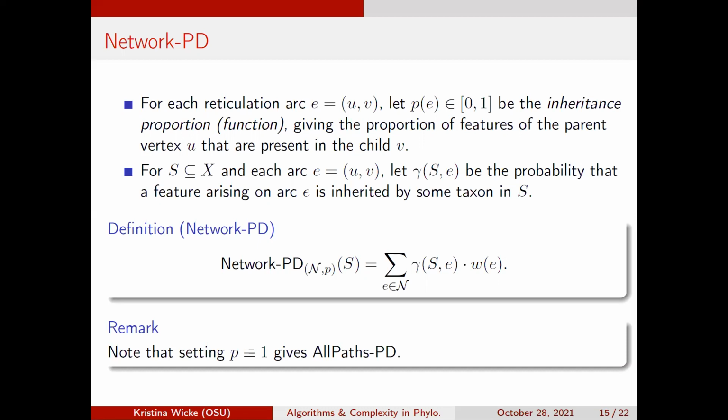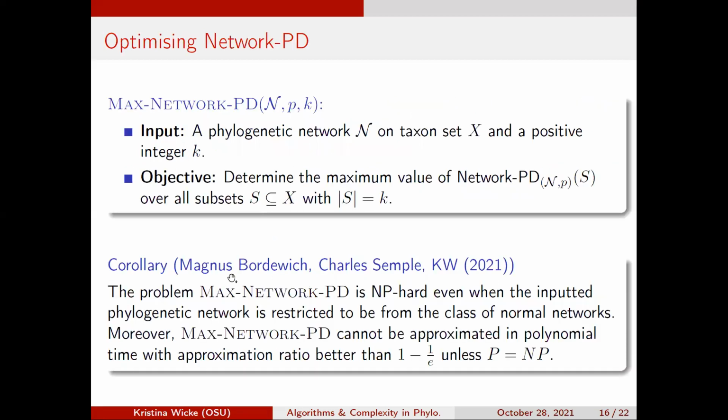We get what we assumed before, namely that a reticulation vertex just inherits everything from its parents. So setting P equal to 1 for all reticulation edges in the setting of network PD reduces network PD to all path PD. And so the following corollary is maybe not too surprising. Trying to find the maximum value of network PD, this max network PD problem, is also NP hard, even when the inputted phylogenetic network is restricted to be a normal network. And this just follows from the fact that we can reduce to all path PD.